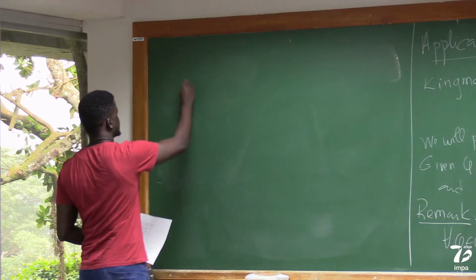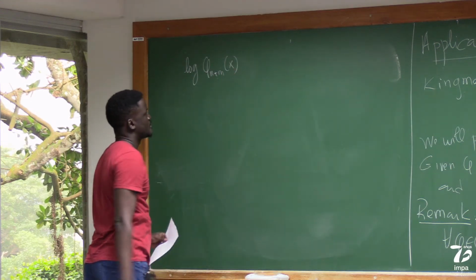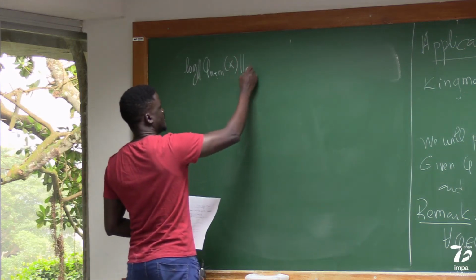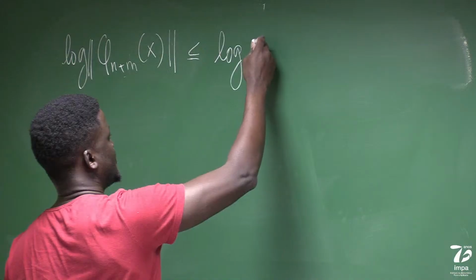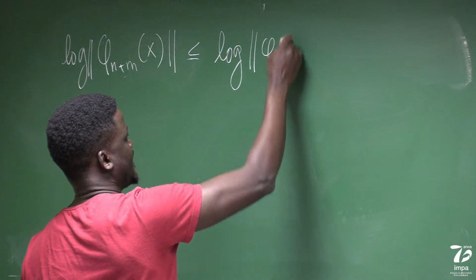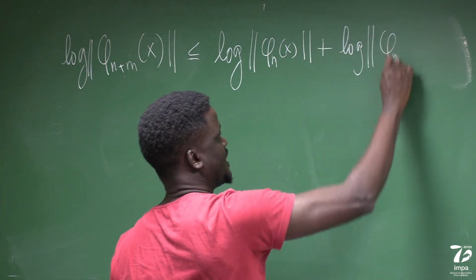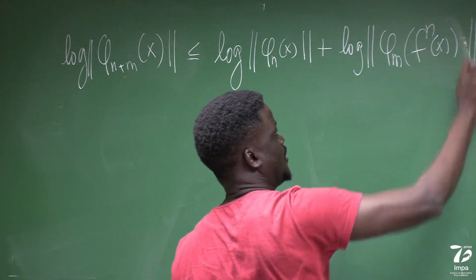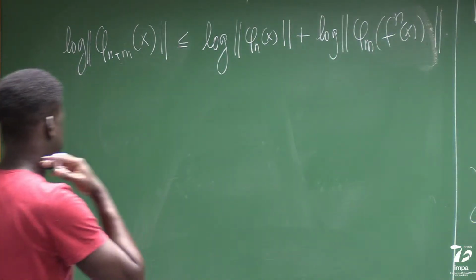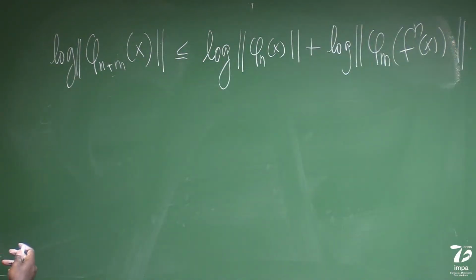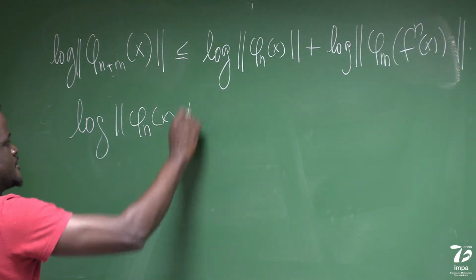If you have this cocycle, you can see that log of the norm of phi n+m x is less than log of the norm of phi n x plus log of the norm of phi m at f^n x. Because the norm of A times B, when you have two matrices, is less than the norm of A multiplied by the norm of B. So this just says that log of the norm of phi n x is sub-additive.